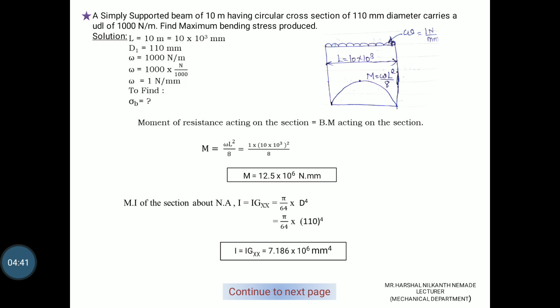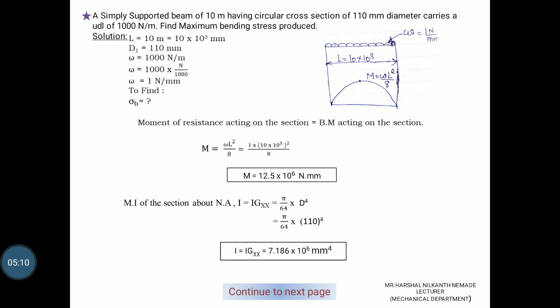Now we will solve the numericals. A simply supported beam of 10 meter having a circular cross section of 110 mm diameter carries a UDL of 1000 Newton per meter. Find the maximum bending stress produced. Length is given 10 meter, that is 10 into 10 raised to 3 mm. D is given 110 mm.